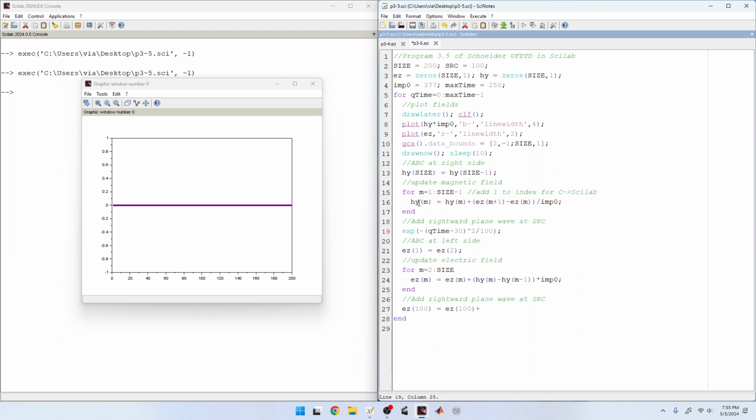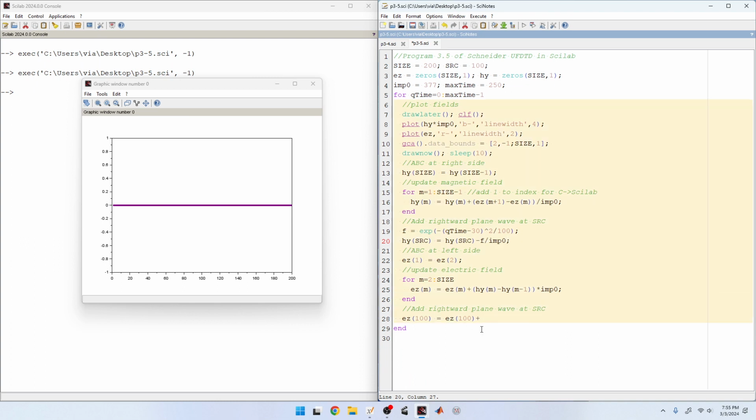And so we'll put that function here. Let's first call that function just f, so we don't have to calculate it a second time. And we'll say hy at source is equal to hy at source minus that f over eta 0, which we call impedance 0, imp 0. Okay? And now down here, we just add f to Ez at source.